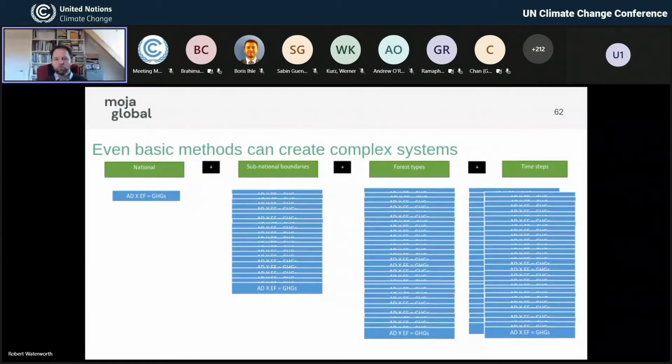And this is just a simple emissions factor approach. So you can imagine what can happen if you start going to more advanced models. And this is the issue that the FLINT is looking to address.